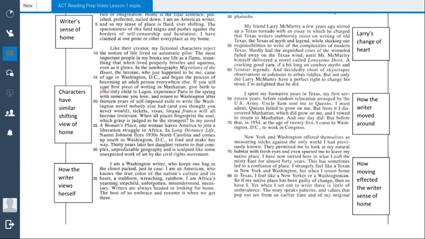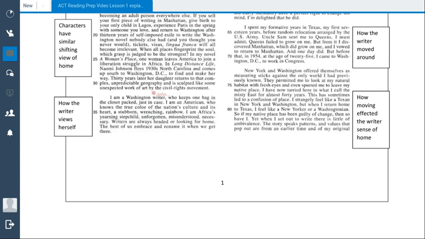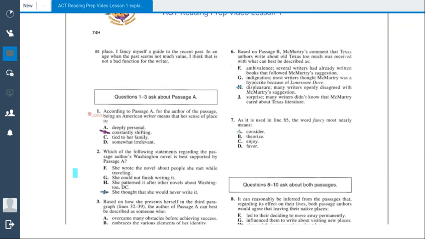The second paragraph talks about how the characters that she writes about have a shifting view of home, depending on her life experience. Okay, now I want you to pause the video and read the third paragraph. The third paragraph talks about who she is as a writer. So now we're going to go down and we're going to actually answer the questions for each.